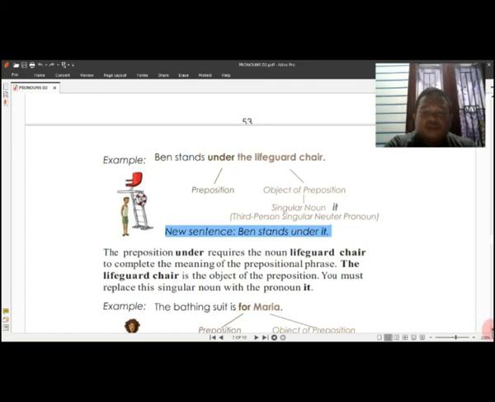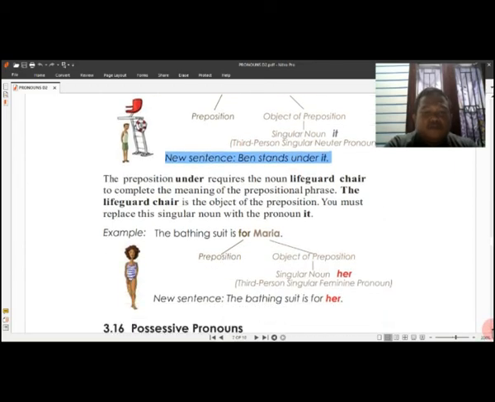Next example, the bathing suit is for Maria. Let's see the bathing suit. This is a subject, right? We can switch this into the pronoun it, and then is here as the verb. Even though it is not a main verb, but only an auxiliary verb or helping verb, it is still a verb. After is we have a preposition for, and then we have the noun Maria.